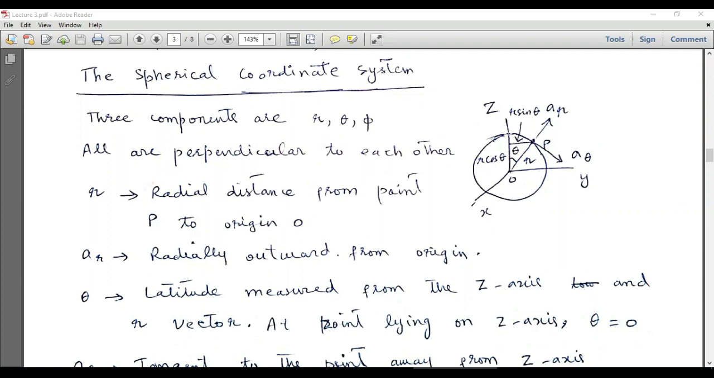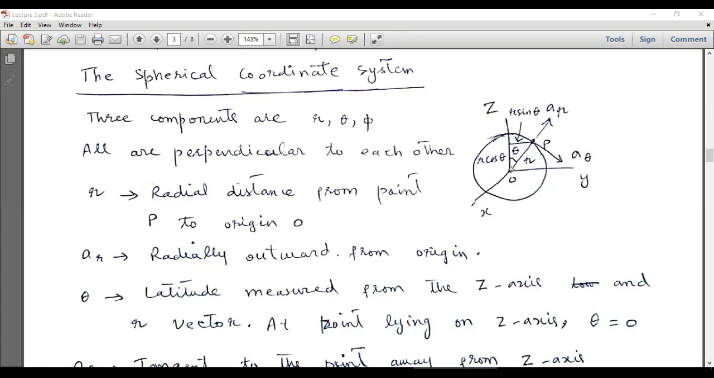So in this figure, you can see these are the x, y, and z axis. If our point P is lying over here, then the radial distance from the origin will be the r vector, and the direction of the r vector will be away from the origin. So the unit vector pointing in the outward direction from the origin will be the direction of ar.